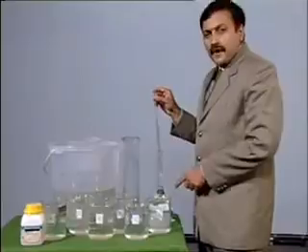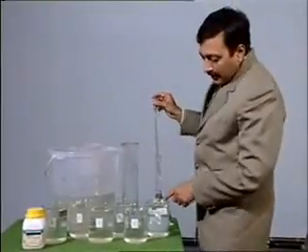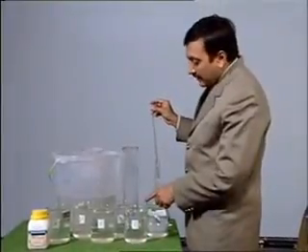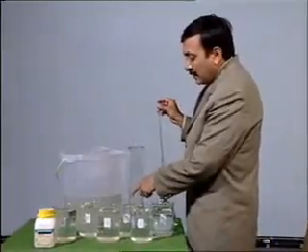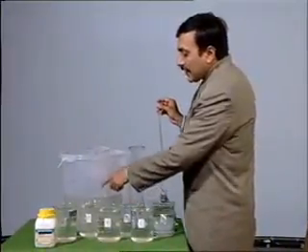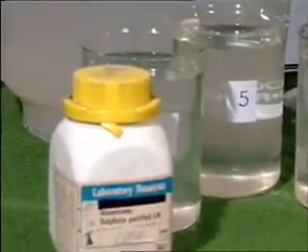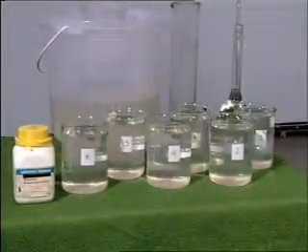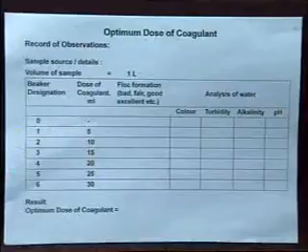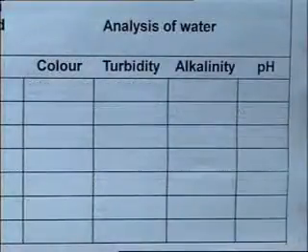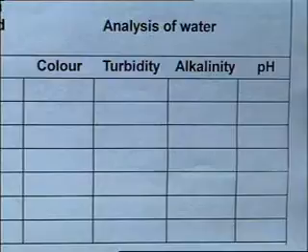So, here we have added 5 ml, in beaker 2 we will add 10 ml, 15 ml, 20 ml, 25 ml and 30 ml of the dose. For more precise evaluation, measure color, turbidity, alkalinity and pH value of the raw water.